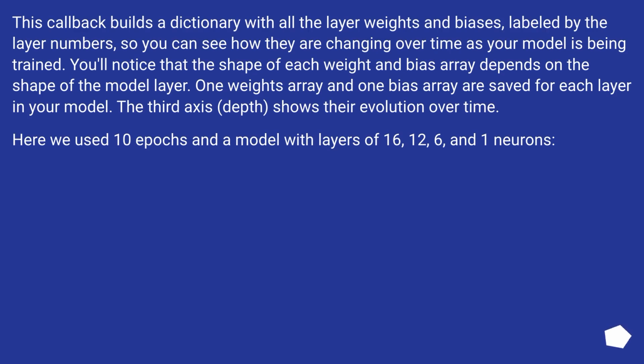You'll notice that the shape of each weight and bias array depends on the shape of the model layer. One weights array and one bias array are saved for each layer in your model. The third axis, depth, shows their evolution over time. Here we use 10 epochs in a model with layers of 16, 12, 6, and 1 neurons.